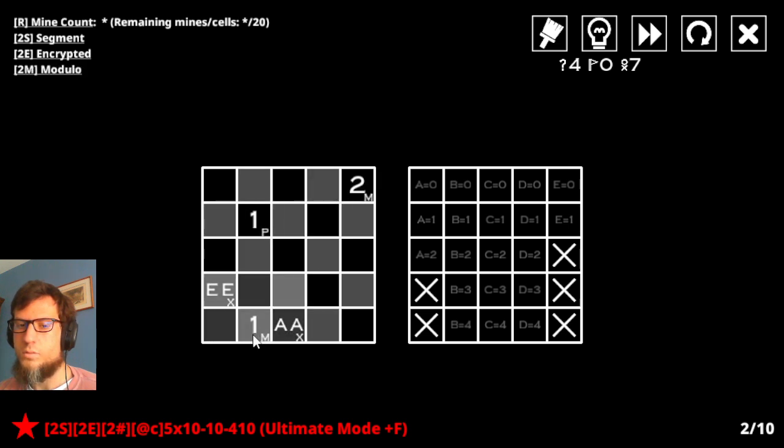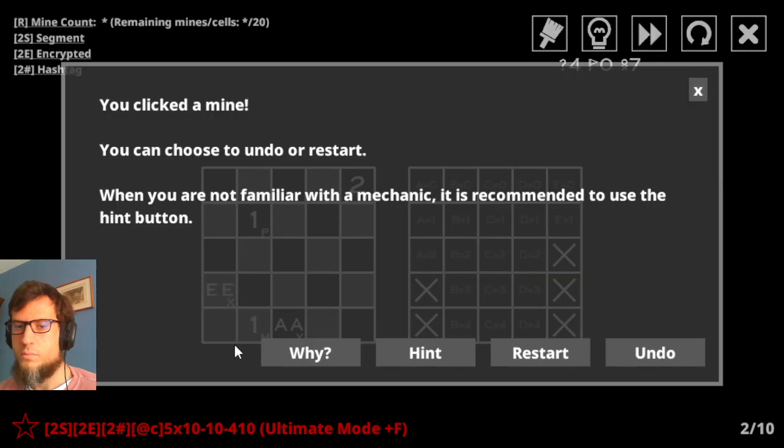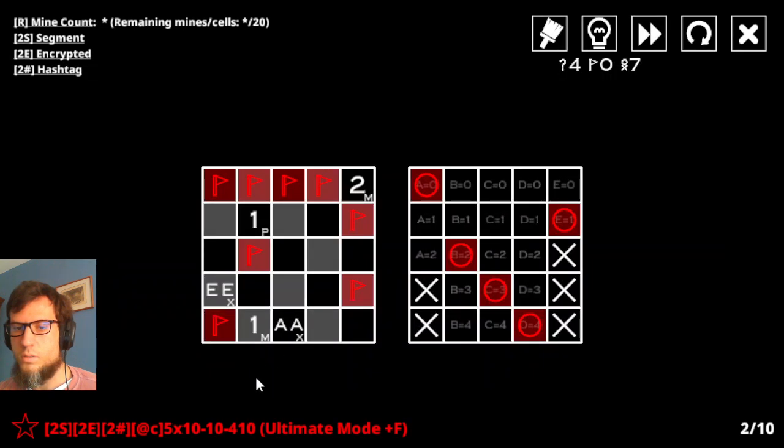1 modulo. So this is a legit 1. And it's segment. So if this is a mine, it kills both of those and those, forcing A to be up. That's not allowed. What do you mean? What do you mean? Oh, this could just be 0, 0. How did I not even think about that? What?